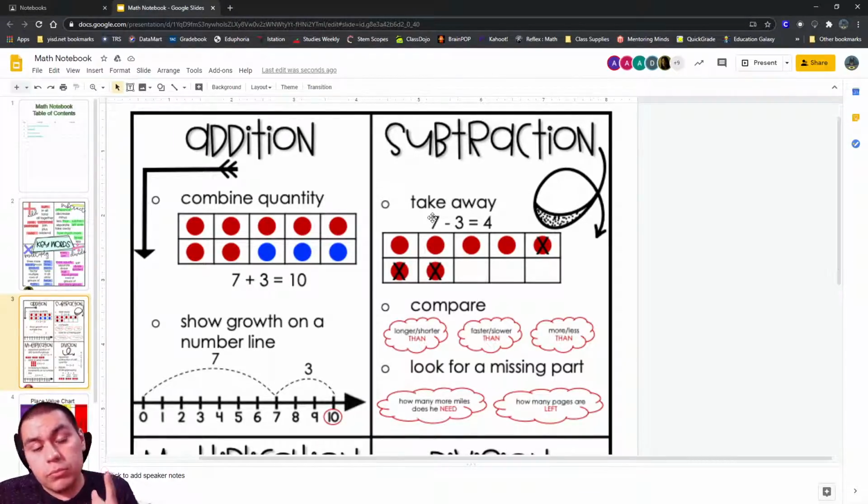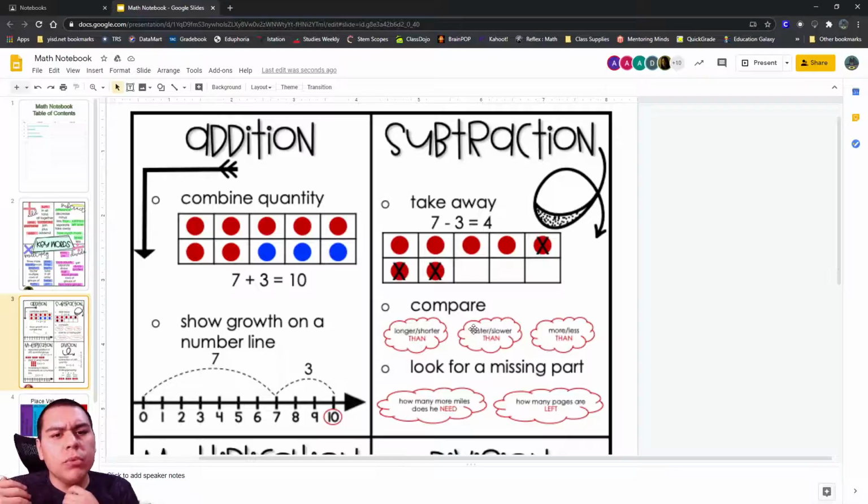Number one, subtraction is used when we're taking away something. So it could be taking away, like sometimes we get in trouble. We get in trouble at our house and mom and dad take something away. So it might be taking away toys or video games or something like that. So taking away is one reason why you subtract. Another reason why you subtract is when you compare.